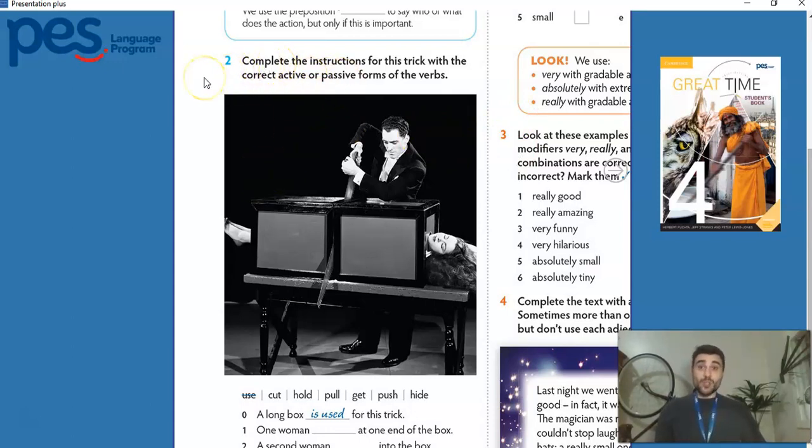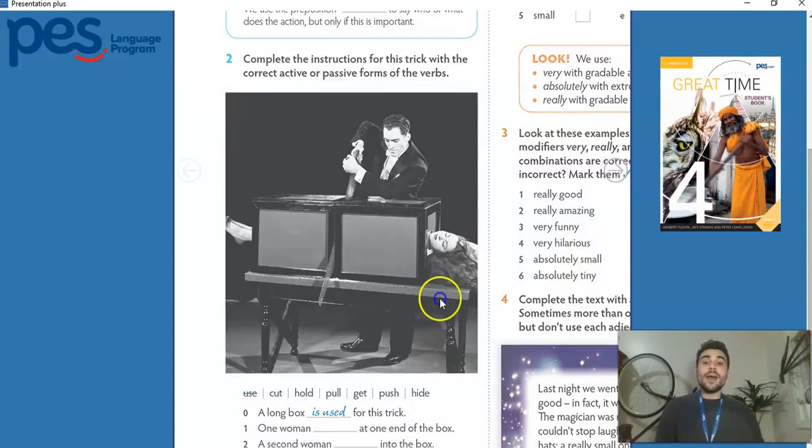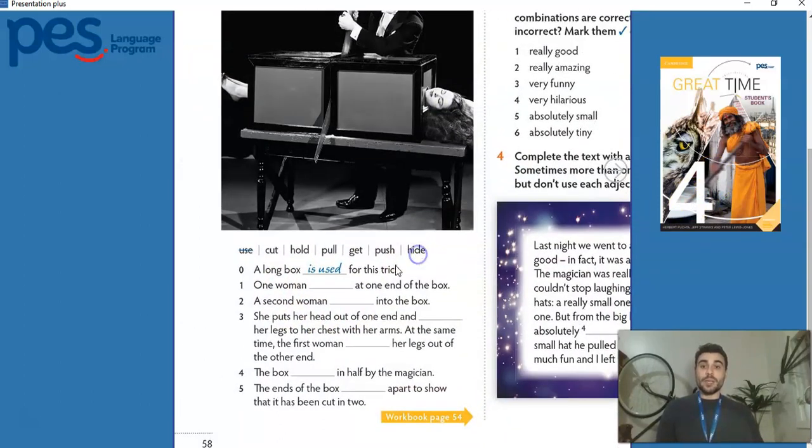All right. For exercise 2, you need to complete the instructions for this trick with the correct active or passive forms of the verbs. Remember, this is a review, so you should by now be able to identify when it's an active or a passive sentence, okay? So we have the verbs here. We have the verb use, which is used in the example. We have the verb cut, hold, pull, get, push, and hide. And you have sentences 1, 2, 3, 4, and 5.